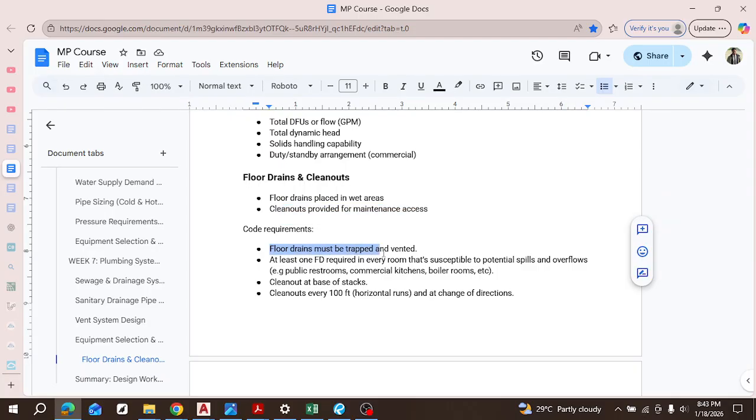Floor drains must be trapped and vented. Like I said, even if it's a wet vent, even if you don't want to give it its own special vent, you must find a way to vent your floor drains, right? But cleanouts, we'll talk about shortly. At least one floor drain is required in every room that is susceptible to potential flows, overflows, and spills, right? Especially in public buildings. Then a cleanout is at the base of the stacks. You saw what a stack is, a vent stack. And these are some code requirements. This is not all, so you are still going to look up the rest, right?